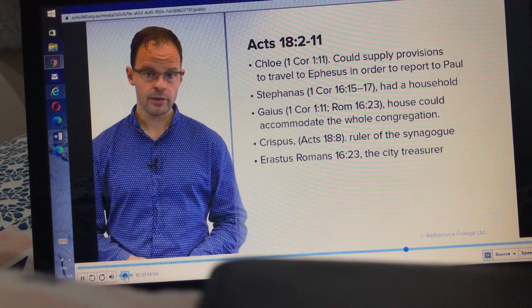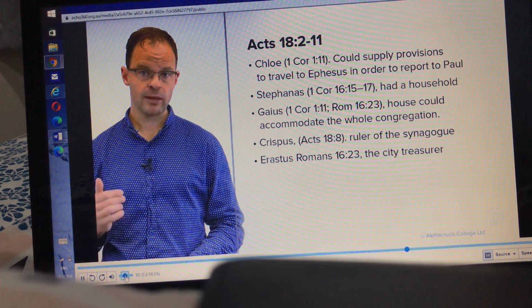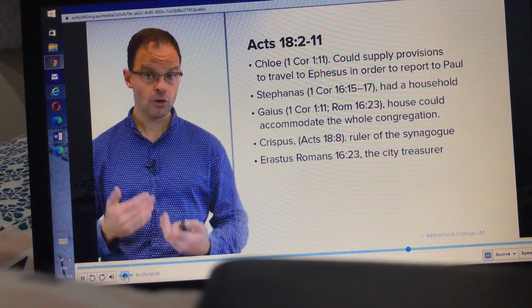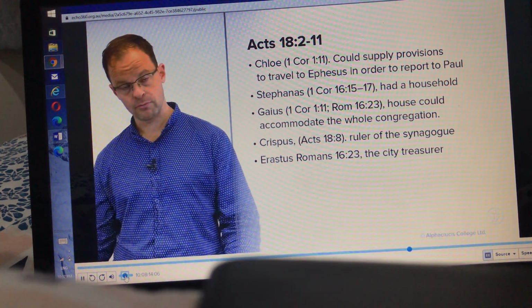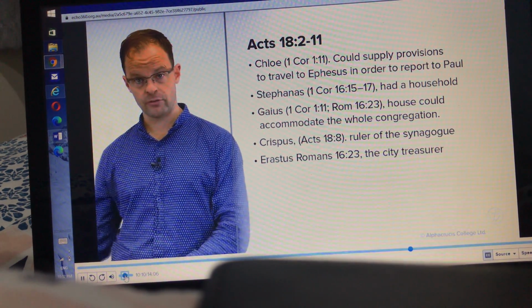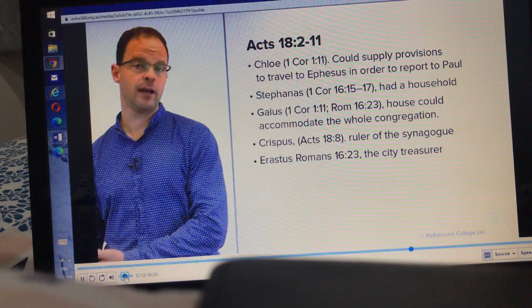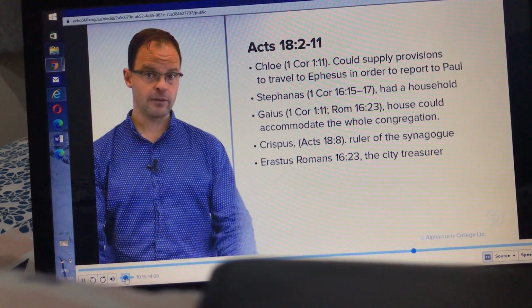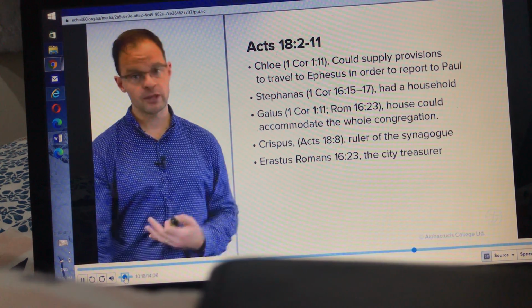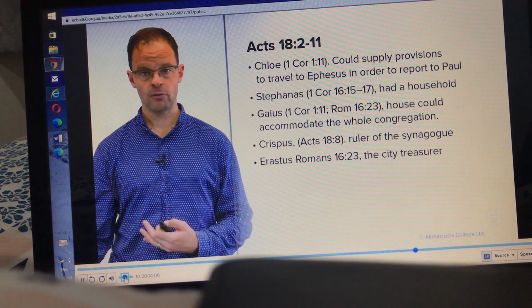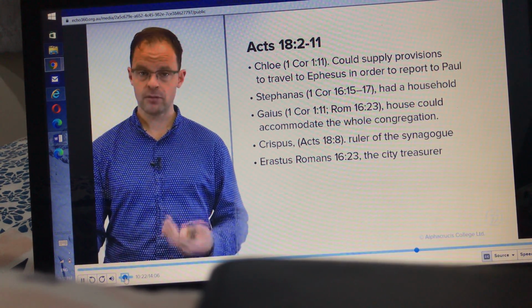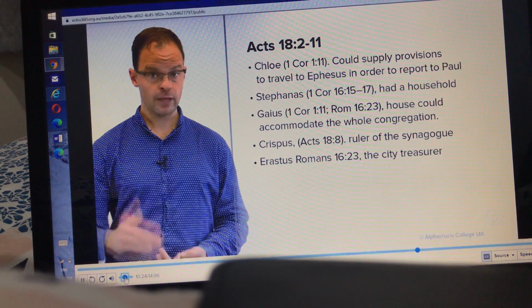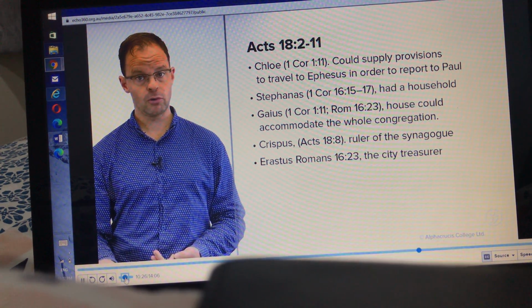For instance, we meet Chloe, 1 Corinthians 1:11, who was able to supply provisions to go to Ephesus. So when Paul gets a report from the Corinthians to say that all this is going on, it's from Chloe's household. So she's got enough slaves to be able to release some of them to go to Ephesus, to pay for their travel, to bring a message over to Paul. That's a woman of some significant means. Stephanus, same thing. He sends a report to Paul as well.